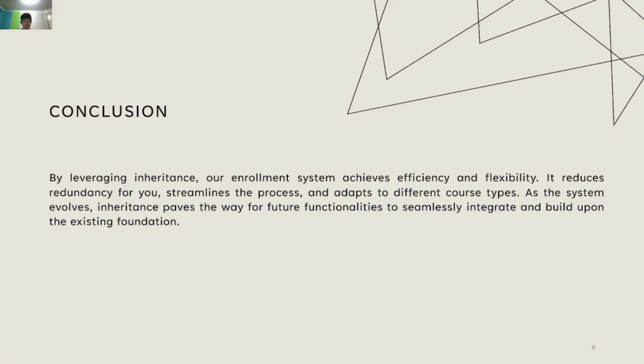For our conclusion, by leveraging inheritance, our enrollment system achieves efficiency and flexibility. It reduces redundancy for us, streamlines the process, and adapts to different course types. As the system evolves, inheritance paves the way for future functionalities to seamlessly integrate and build upon the existing foundation. That's all. Thank you.